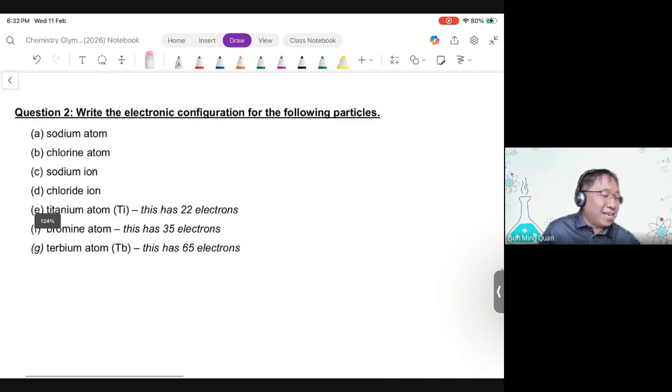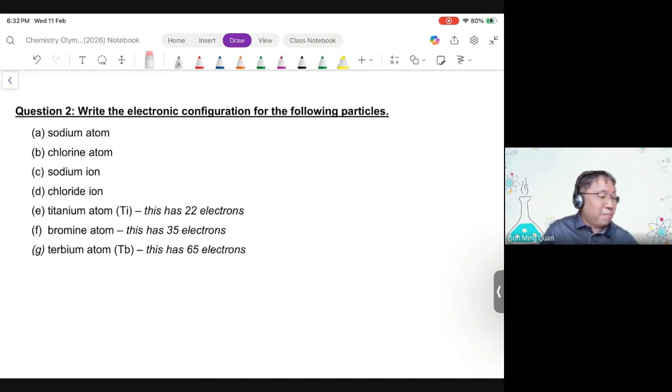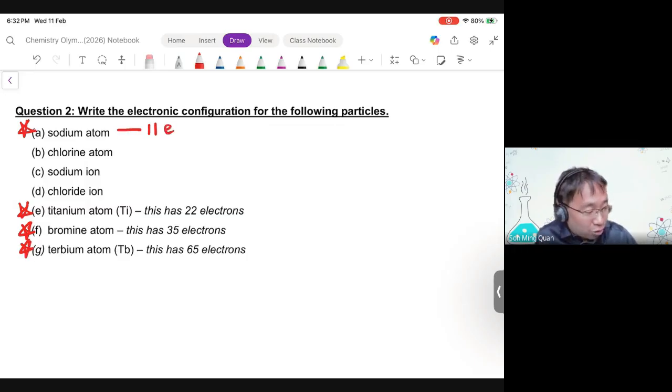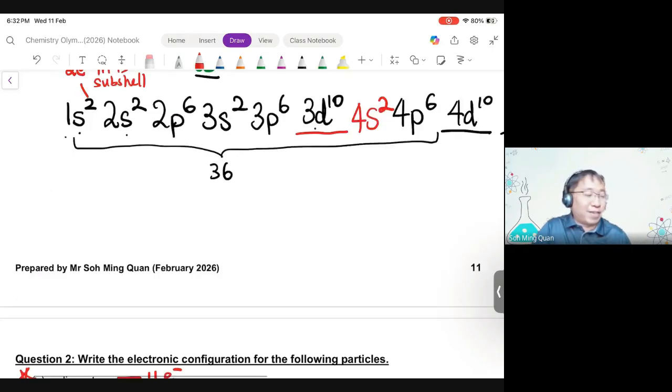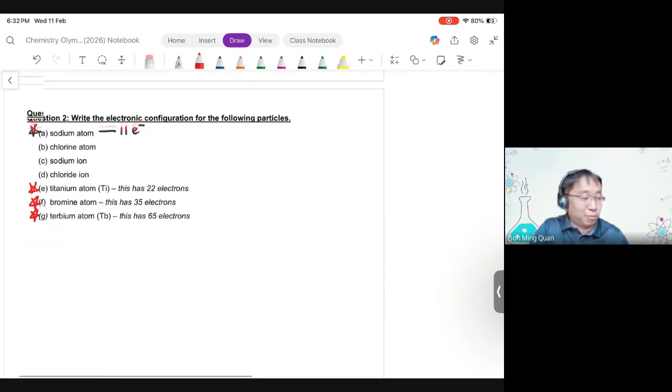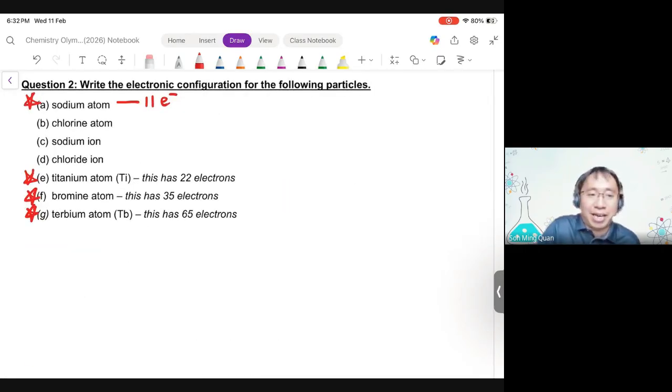Now we need to practice writing the electronic configuration. May I suggest, in the interest of time, let's do A, E, F, G. A has 11 electrons. Should be simple, but EFG is more exciting. Can we please take 5 minutes to start? I love G. G is terbium. Terbium has 65 electrons. Having said that, if you have done neodymium 60, I guess 65 should be easy. All right, so let's start AEFG now.